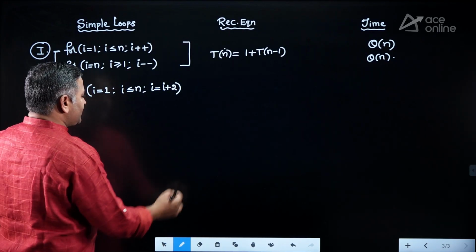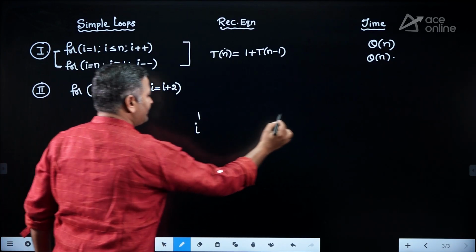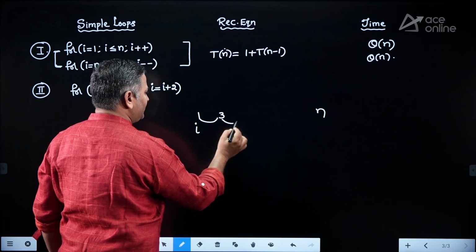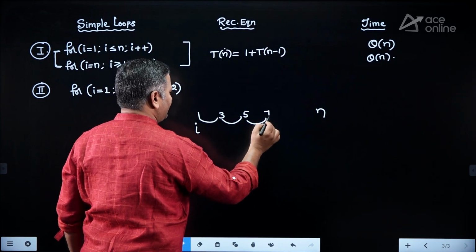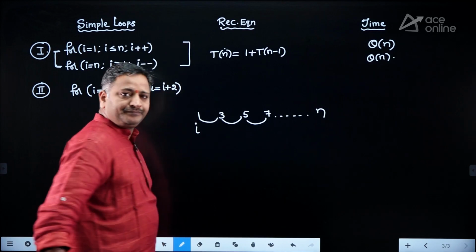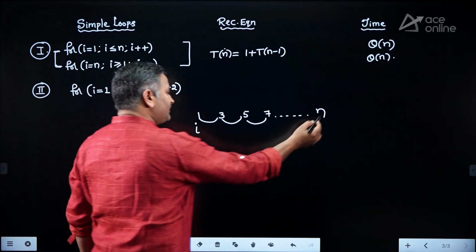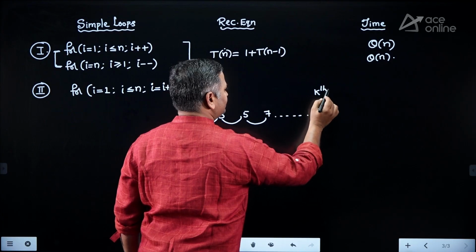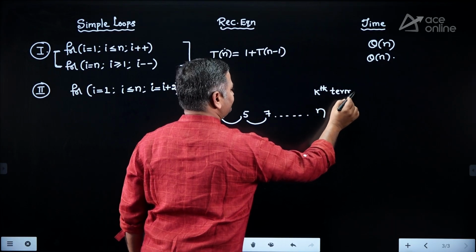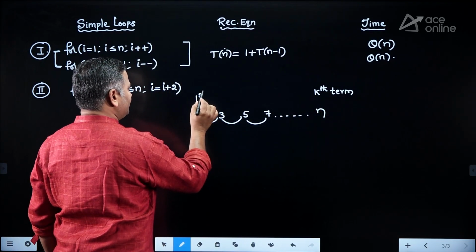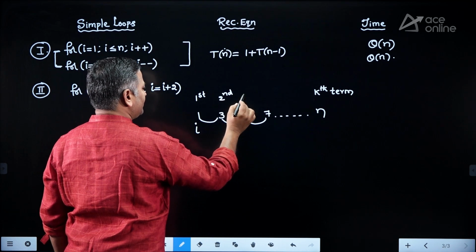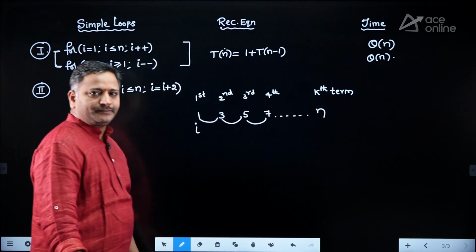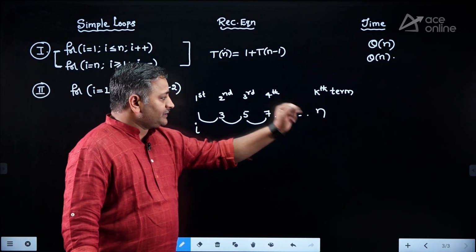Nth term formula equals a plus (n minus 1) into d. Therefore, here if we start i equals 1, and if you want to reach n, it is incrementing 2 steps at a time: 1 plus 2 is 3, 3 plus 2 is 5, 5 plus 2 is 7, and so on. I do not know which term is equal to n, therefore I am assuming that it is the kth term. So, we can say it is the first term, second term, third term, fourth term, like that we continue up to the kth term. Now, the kth term is n.